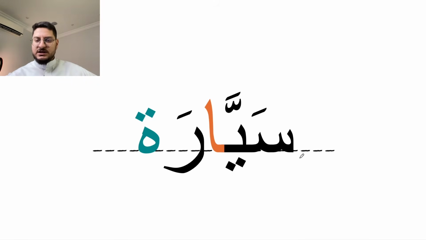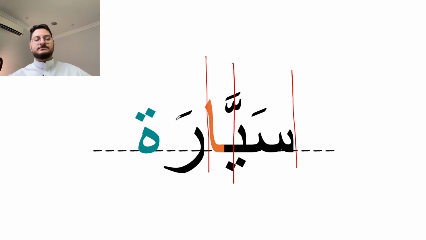So let's split this into syllables. I have one syllable starting here before this fatha. The second syllable, where do you think it starts? Right in the middle of the ya, right? Which means I have to pronounce this ya twice, once with this syllable and once with that syllable. Now, the third syllable starts here before this fatha.